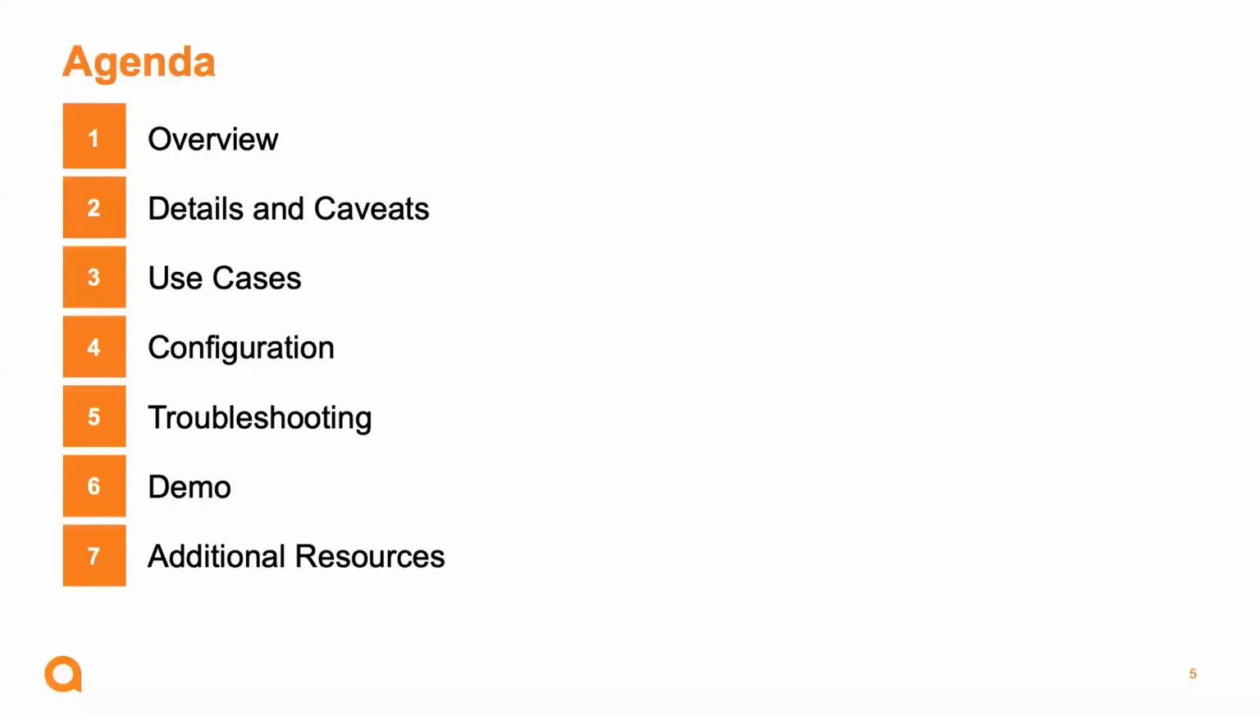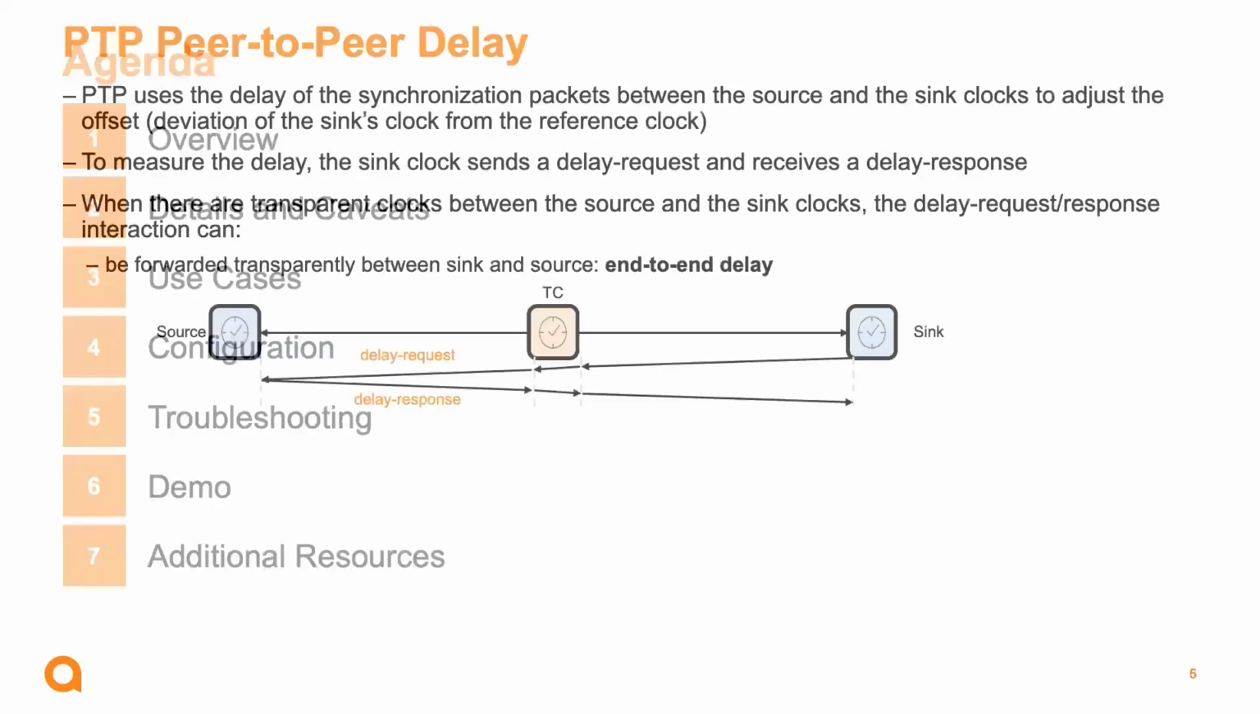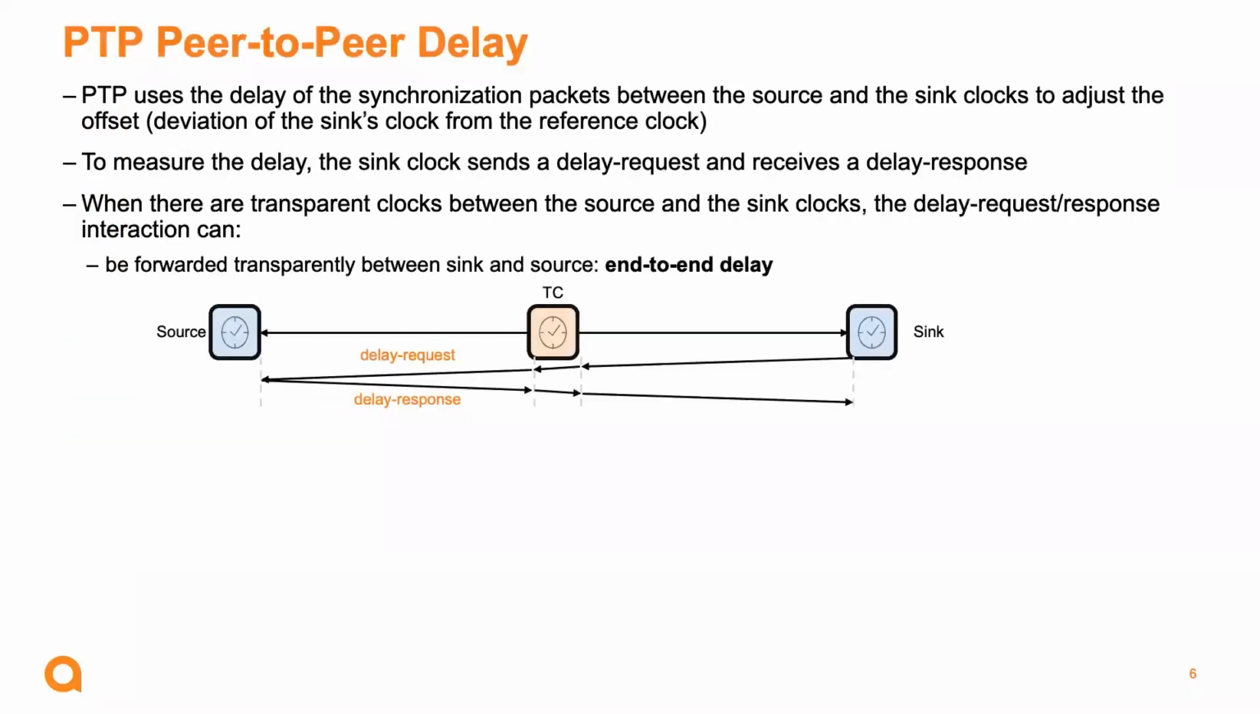So let's get started with PTP, peer-to-peer delay. We'll take a look at a short overview, what this means. We'll define it, then we'll go through details and caveats, then some use cases, finally configuration, troubleshooting, and a short demo. So we'll start with a short definition or a short introduction to peer-to-peer delay.